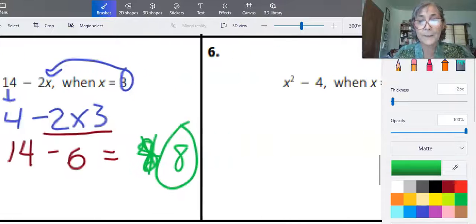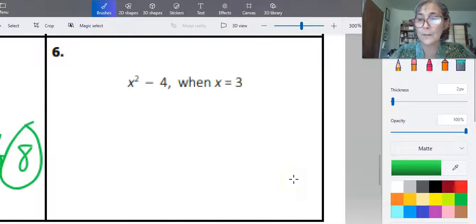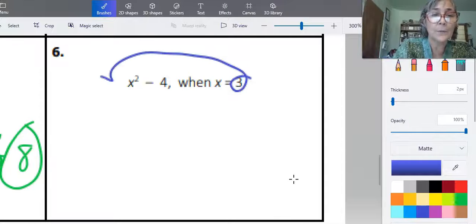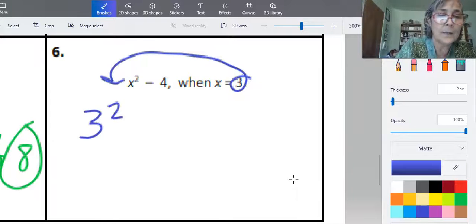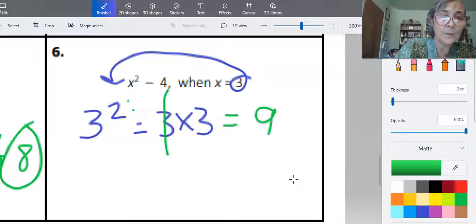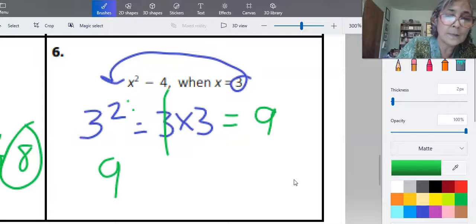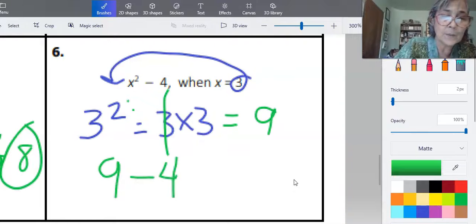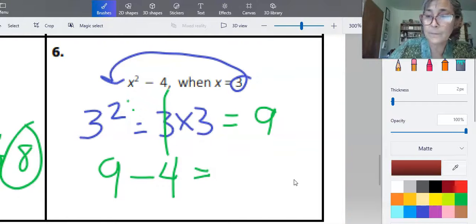Good for you. And the last one has an exponent in it. x to the 2nd power minus 4. We're going to replace the x with a 3. So that's going to look like this: 3 to the 2nd power. And remember, that means we're going to multiply 3 times 3 because we're multiplying it however many times the exponent tells us to, which is 2 times. 3 times 3 is 9. Now I don't want to forget my 4, so I'm going to bring that down. 9 minus 4 is 5.